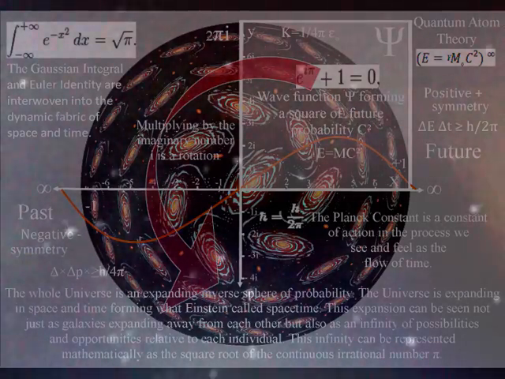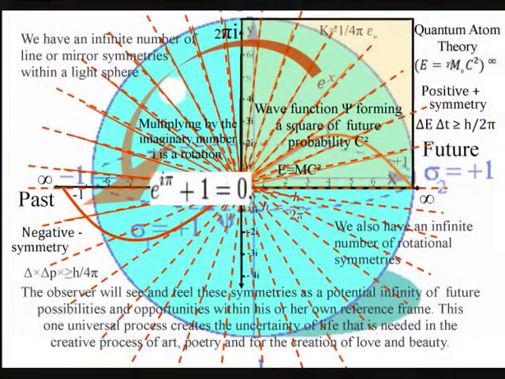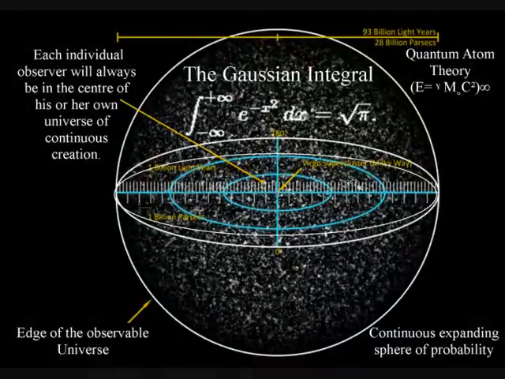The universe is expanding in space and time, forming what Einstein called space-time. In this theory, this expansion can be seen not just as galaxies expanding away from each other, but also as future possibilities and opportunities relative to each individual. An observer can never get to the edge of the universe because it is creating its own space-time relative to its energy. It makes no difference what galaxy you observe from, because time and space are interlinked. The greater the time dilation, the greater the length contraction of space.